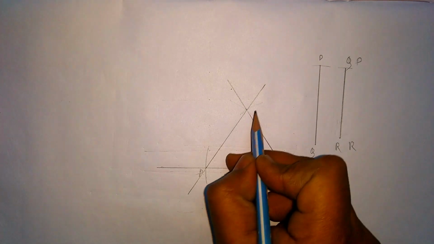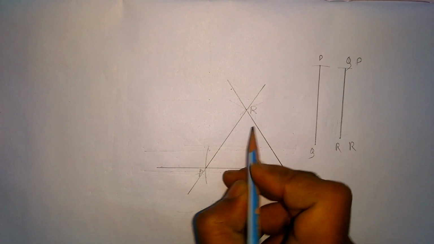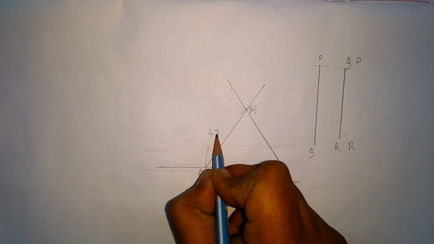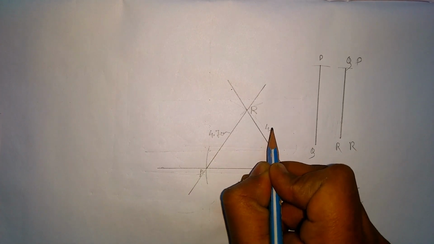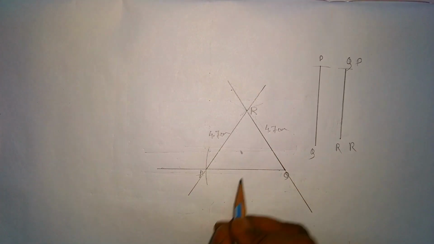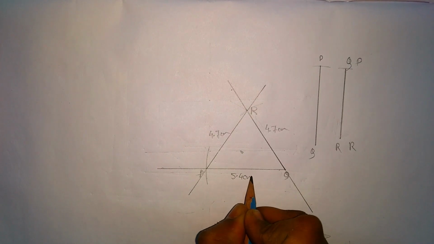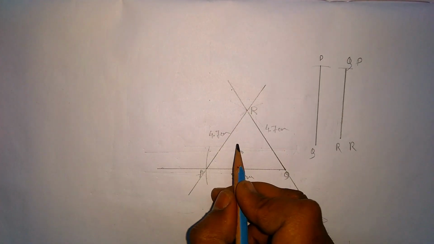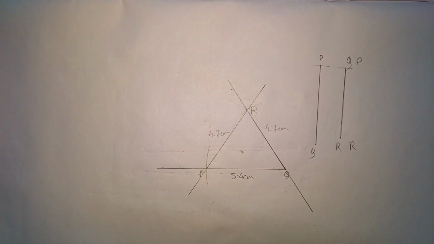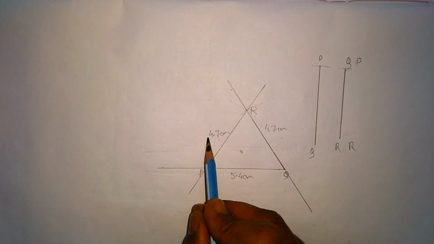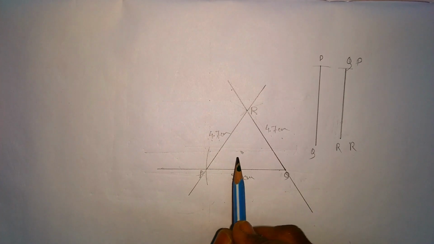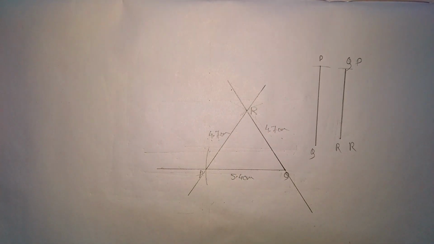What you will get? Point R. Write the measure. It is of 4.7 centimeter, and PQ is of 5.4 centimeter. In the question it is given to name the triangle. So what type of triangle it will be? If two sides are equal, it will be an isosceles triangle.